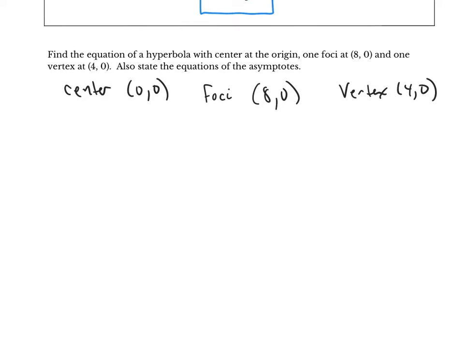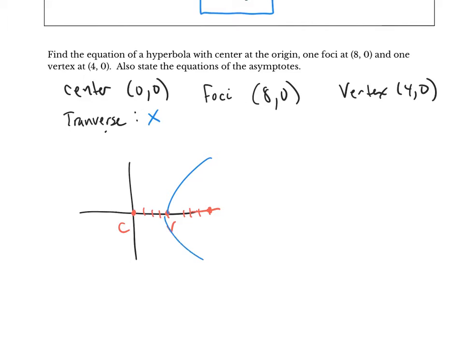So what I want to do is first I want to try to figure out what is my transverse axis. Is my transverse axis going to be the x or the y? So I'm just going to sketch a picture here. My center is going to be here. My vertex is going to be here. And then my foci is going to be here. So I can definitely see all the good stuff is happening on the x-axis, so the transverse axis is going to be on the x-axis. And then my hyperbola would look something like this.